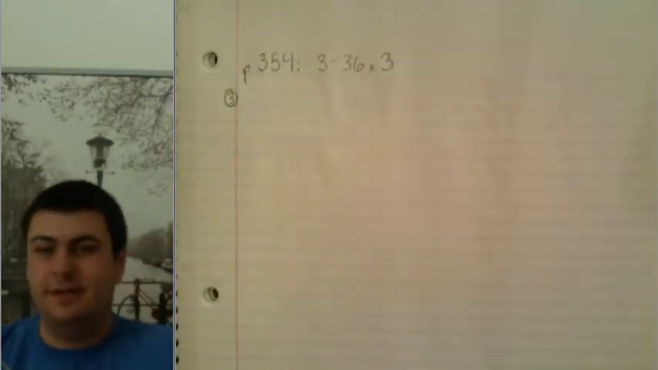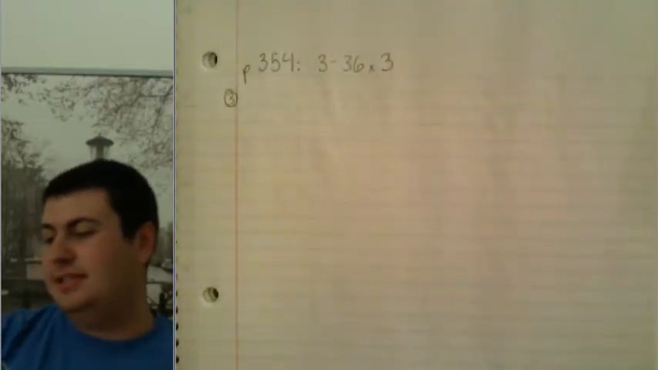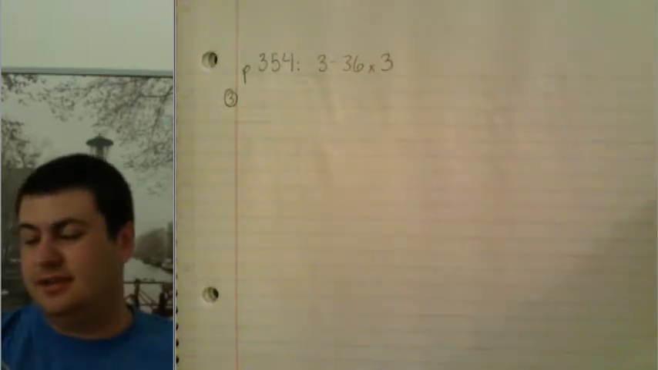All right, let's look at some practice. We're going to be on page 354, looking at 3 through 36, multiples of 3. So starting with number 3, we see that originally we have 6 candles, and our new quantity of candles is that we have 8 candles.